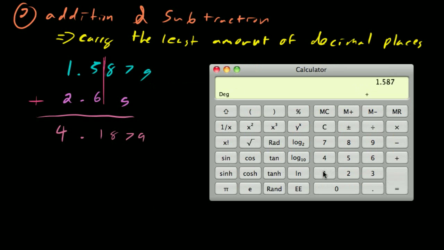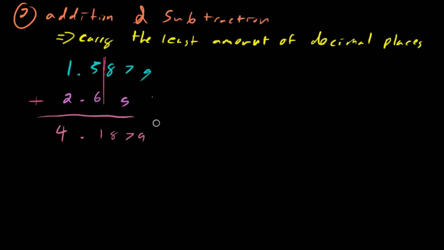1.587 plus 2.6. Yeah, 4.18187, and that's, I misread that. That's not a 9, that's a G for grams. So if we were just going to multiply this straight out, we would get 4.187 grams. But because of our rule, we carry the least amount of decimal places, and so therefore our answer should only have one decimal place.